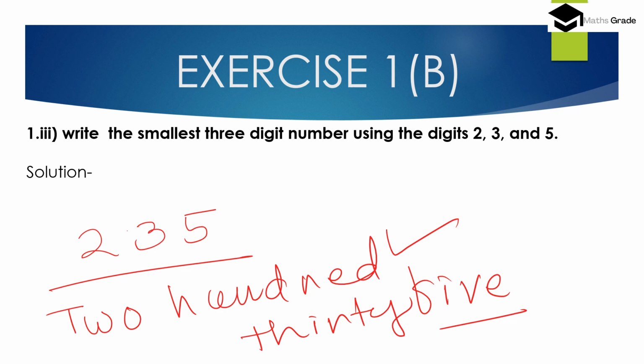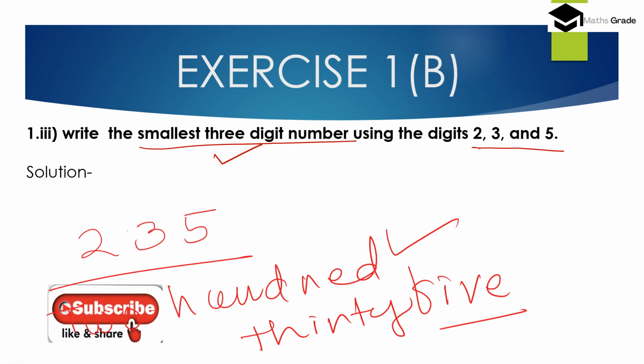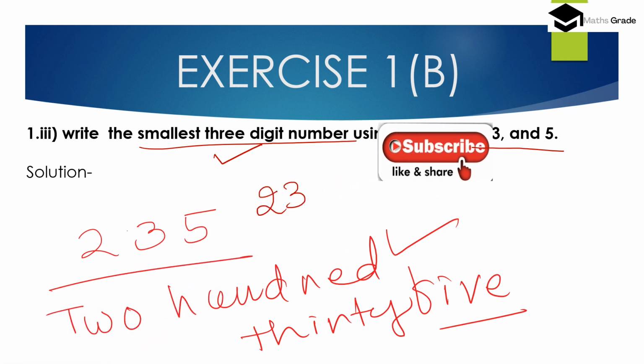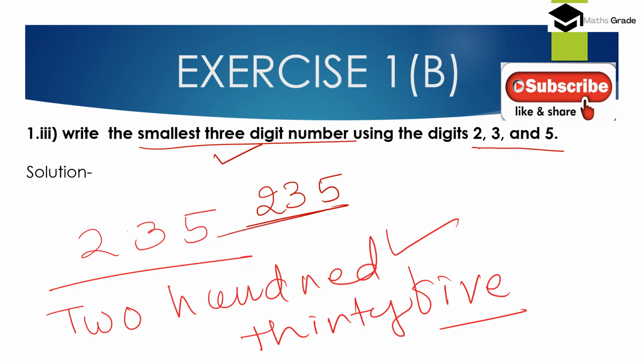Now question 3. Write the smallest 3-digit number using the digits 2, 3 and 5. We have to find the smallest 3-digit number using the digits 2, 3 and 5. So the number will be 235: 2 at the hundreds place, 3 at the tens place and 5 at the unit place. Then the number will be 235.